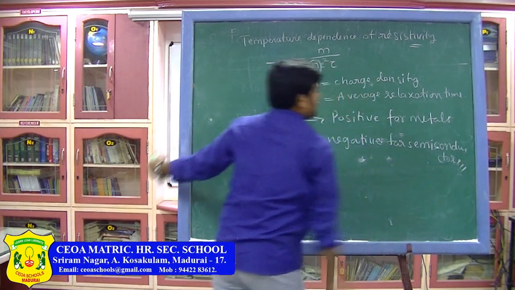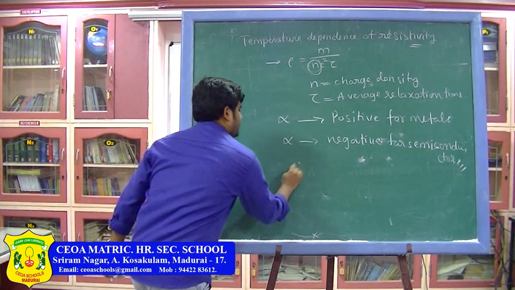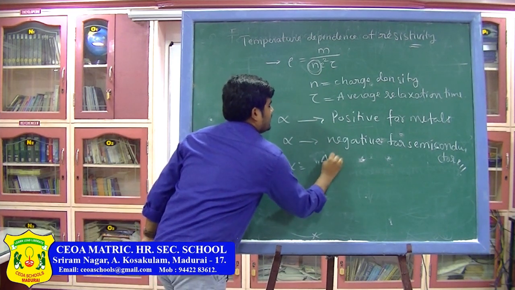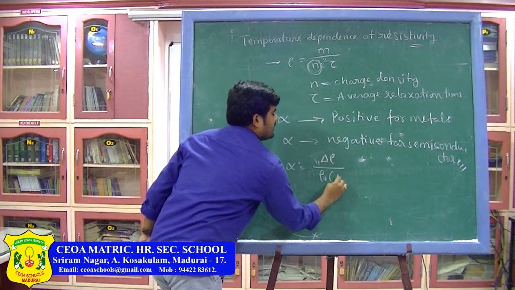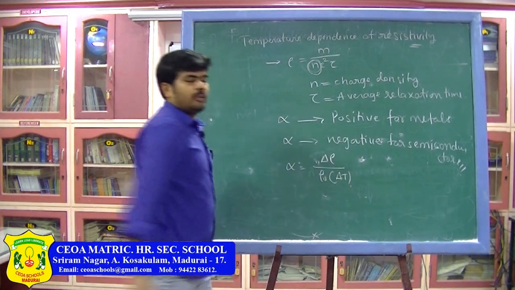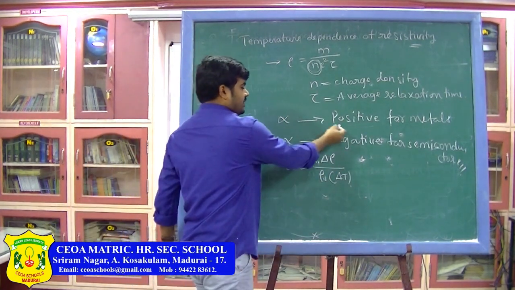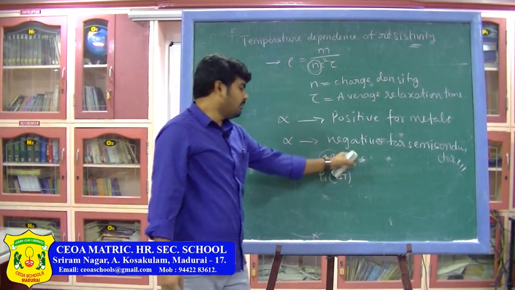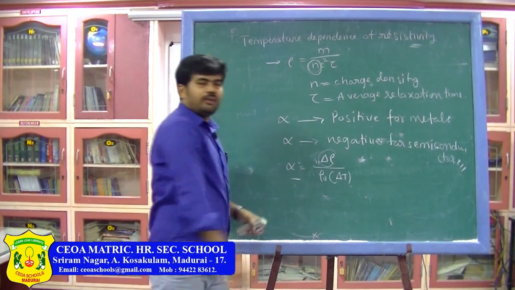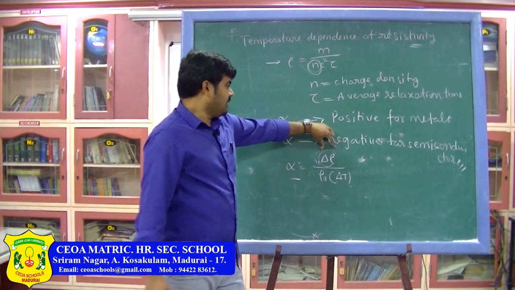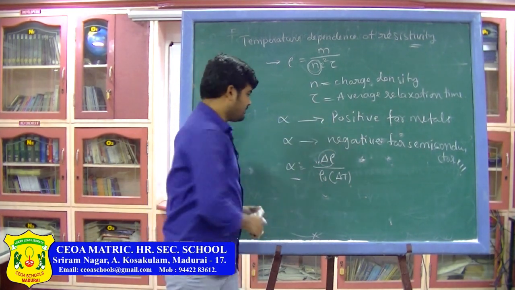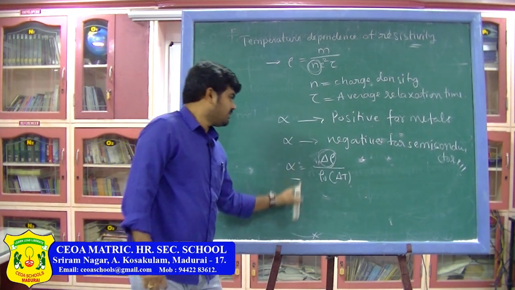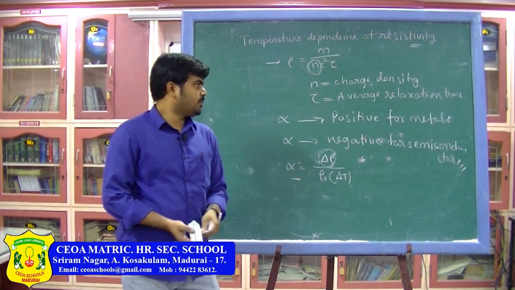That is the conclusion you can give, because this alpha is given by change in resistivity per unit original resistivity into rise in temperature. Because for metals resistivity increases with increase in temperature, delta rho will be positive, so alpha will be positive. In case of semiconductors, resistivity decreases with temperature, so this delta value will be negative, so alpha will be negative. That is the conclusion of this particular concept.